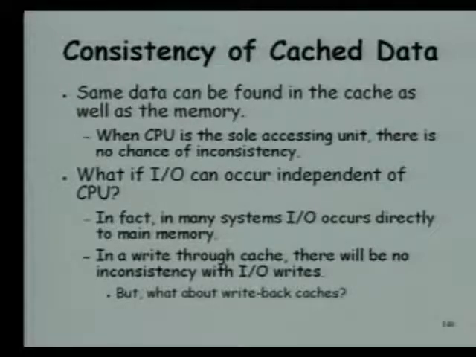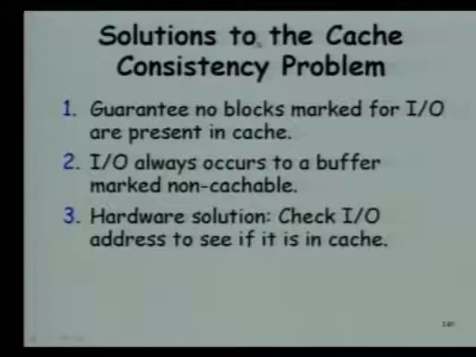How do you solve it? The modern computers use many approaches. One is to use some software or hardware techniques that can guarantee that no blocks which have been marked for I/O are present in the cache. So, if some block is to be read or written, either a hardware or software technique can be used to ensure that the same block is not present in the cache, it will be marked invalid. If a block is marked for I/O, that block will be marked invalid in the cache.